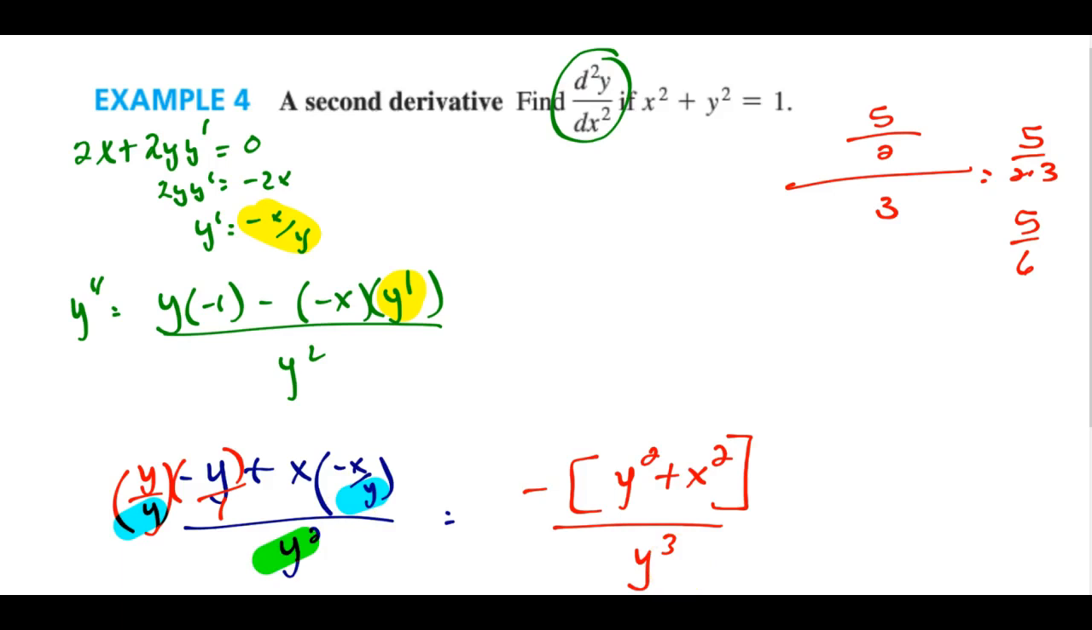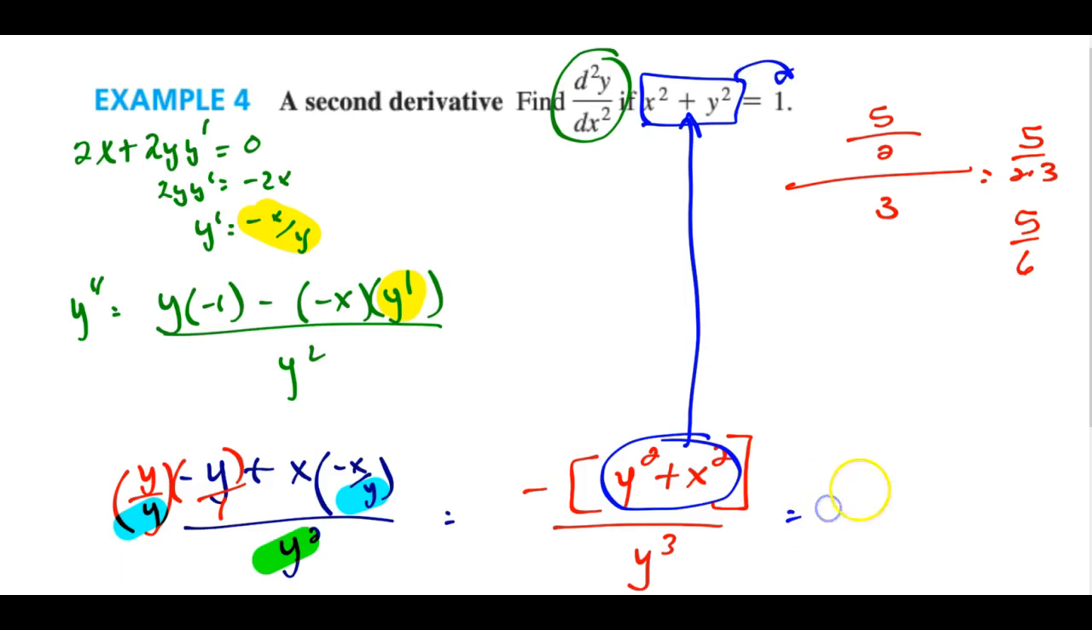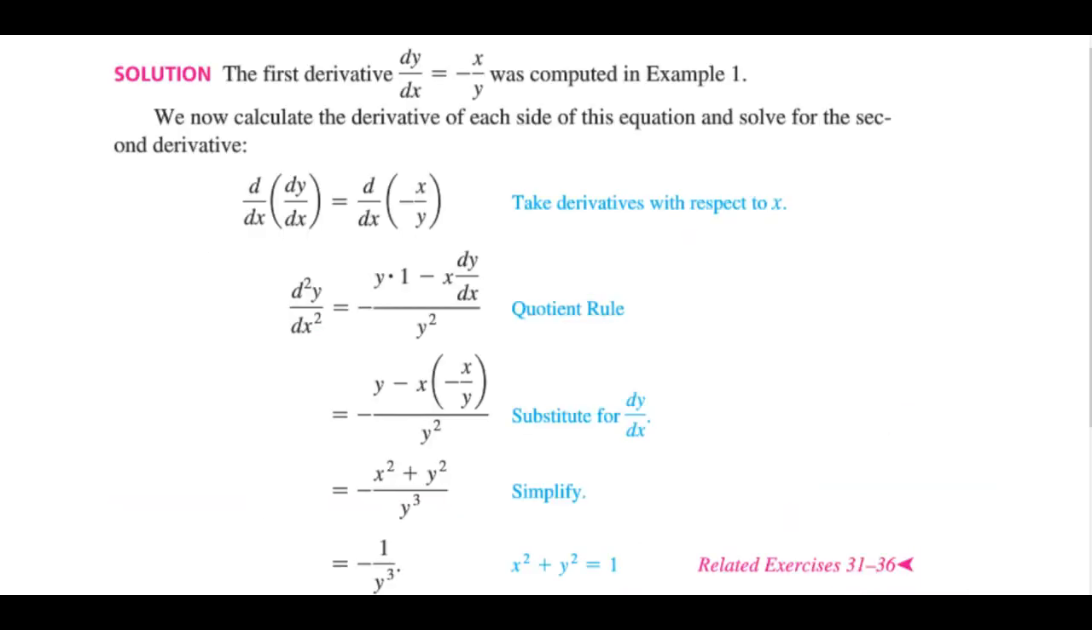Now, the neat thing is we can back sub one more time, because look at this. I've got an x squared plus y squared, and what does that equal? Aha, it tells me right here it's equal to 1. So this final answer is pretty nice. Simplified. That makes me feel good, like I did something right. Let's see if the author did that. Yes, they did. Negative 1 over y cubed.